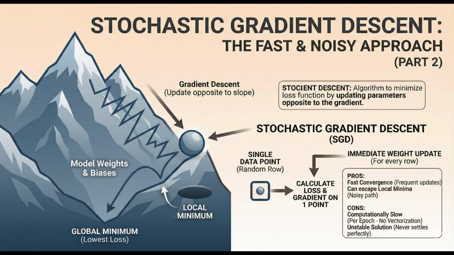Next, we have stochastic gradient descent, SGD, part 2. This is like a much faster but a little bit tipsy way down the mountain. Instead of looking at all the data, SGD looks at just one single data point at a time, makes a quick decision, and updates the weights immediately. This means lots and lots of updates, which helps it converge super fast and even jump out of those little local minima holes that batch GD might get stuck in. But because it's only looking at one data point, its path is really noisy and a bit unstable.